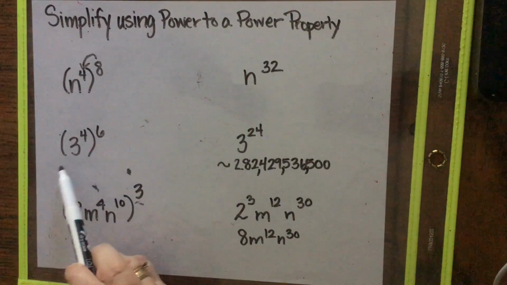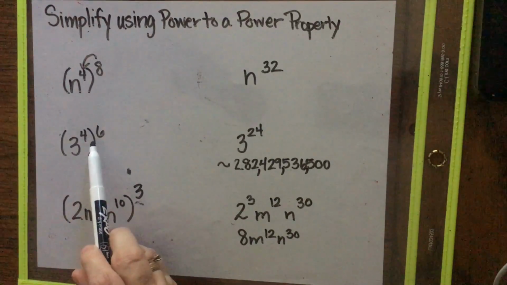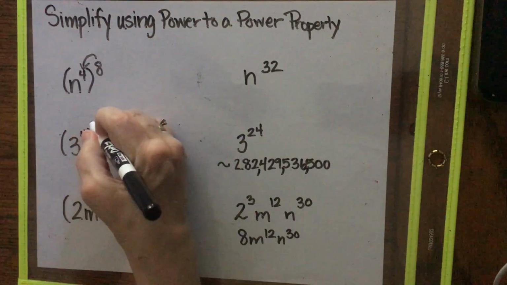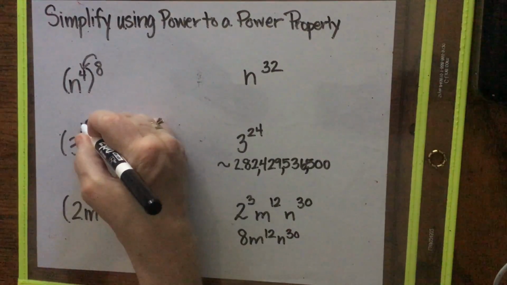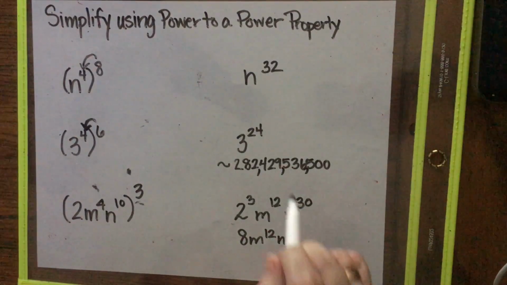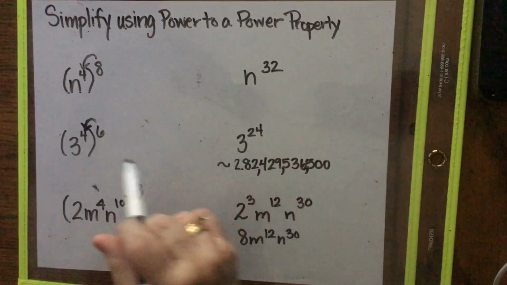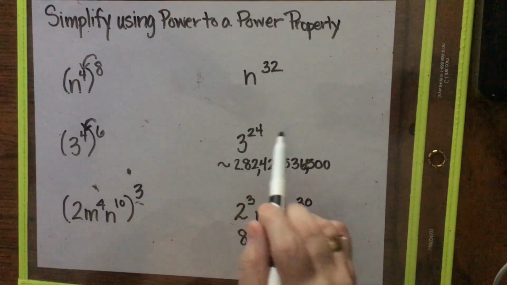So my base here is 3, okay? 3 to the 4th power to the power of 6. So we go ahead, once again, multiply our exponents. I know we didn't go over one that looked just like this, but hopefully we were able to extend our thinking. Our base is 3. And our exponent, which is 6 times 4, is 24.